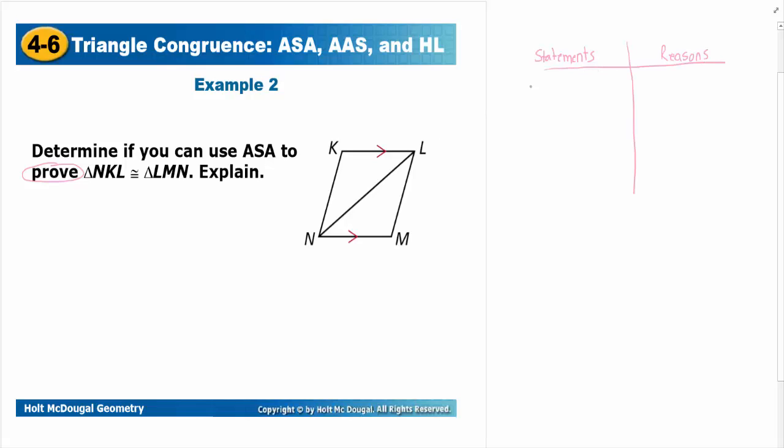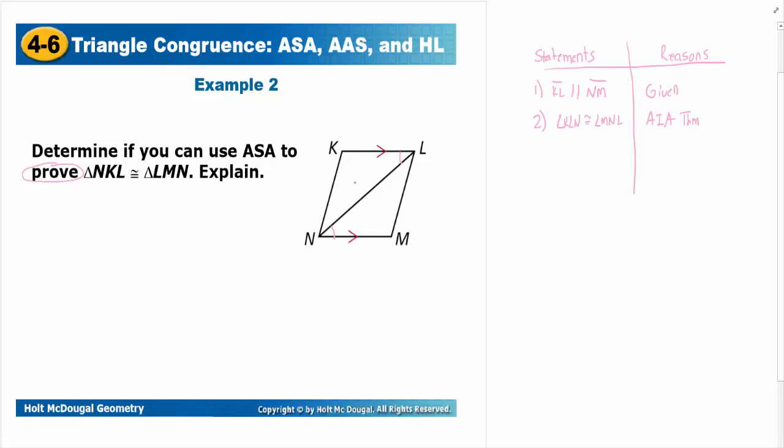And I know, just by looking at this, right off the bat, that KL is parallel to NM, which is given. Right from there, I can then say everything I need to say. I have some alternate interior angles here. I can say that angle KLN is congruent to angle MNL by the alternate interior angle theorem.